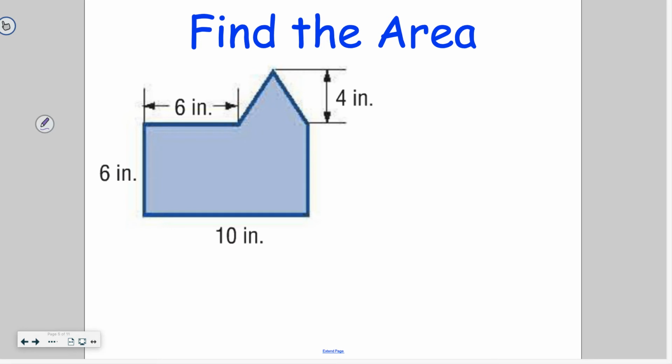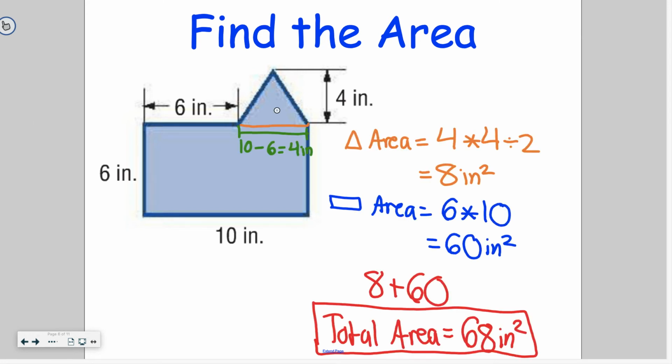I want you to go ahead, try to break this one up into two shapes, and then find the area on your own. So the two shapes here are going to be the triangle and the rectangle. For the triangle, again, you need to find that base. We're going to do that by doing 10 minus 6 to give us that 4-inch base. So we've got 4 times 4 divided by 2 is 8 inches squared. The rectangle part is base times height, 6 times 10, gives you 60 inches. Adding it up, you get a total of 68 inches squared.